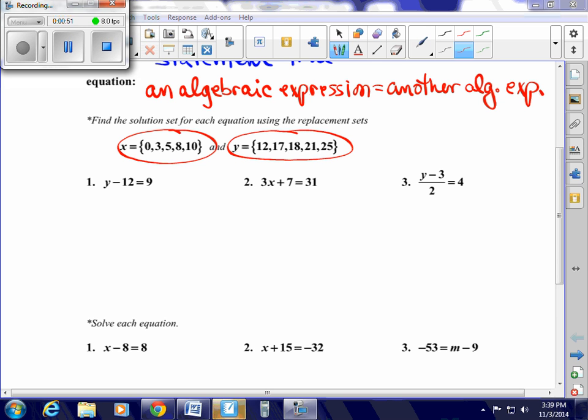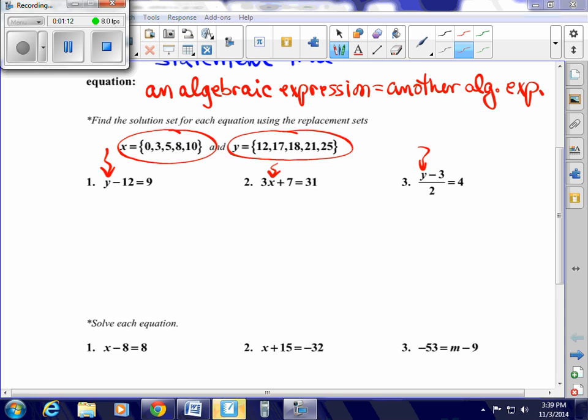Now, in the first set, we have x is equal to 0, 3, 5, 8, and 10. Those are the only numbers I get to choose from for when we're using x as the variable. And then y is equal to 12, 17, 18, 21, and 25. Those are the only numbers I get to choose from for when we have y as the variable, as we do in problems numbers 1 and 3.